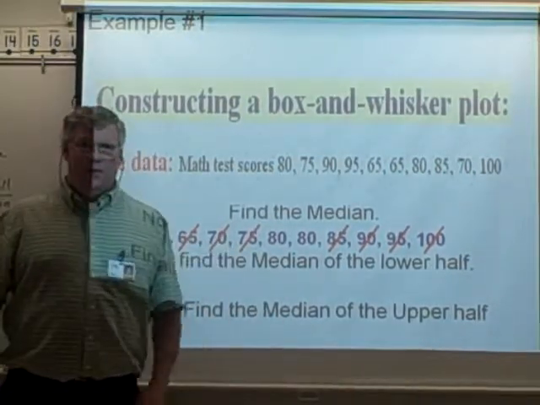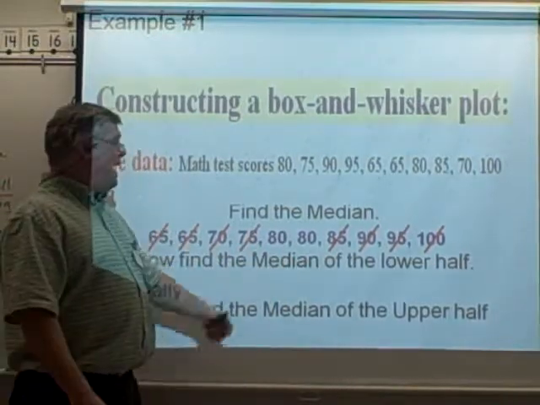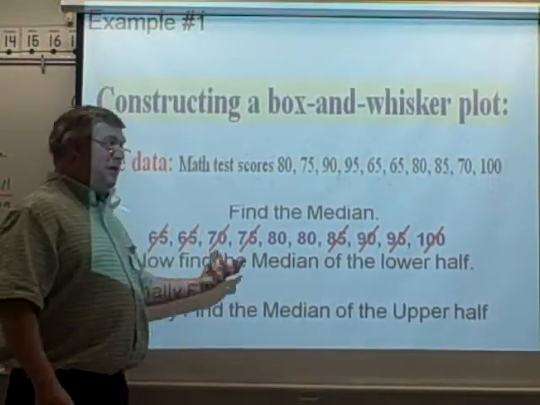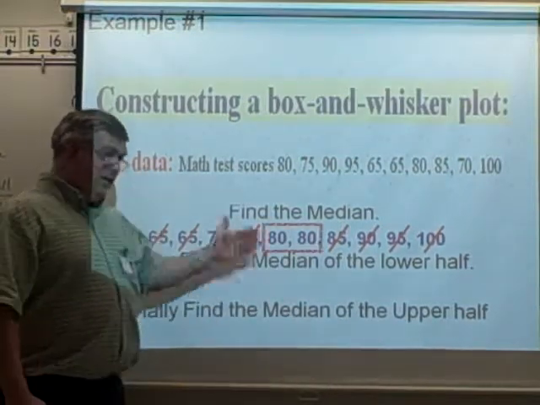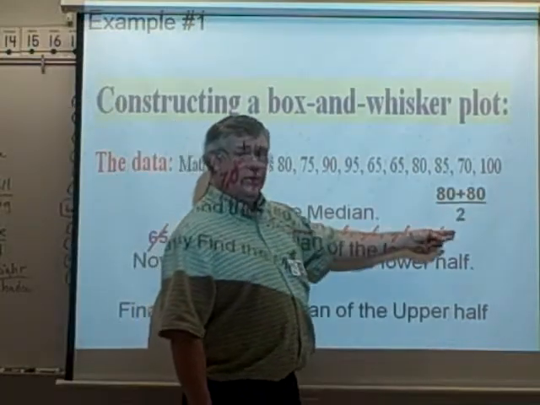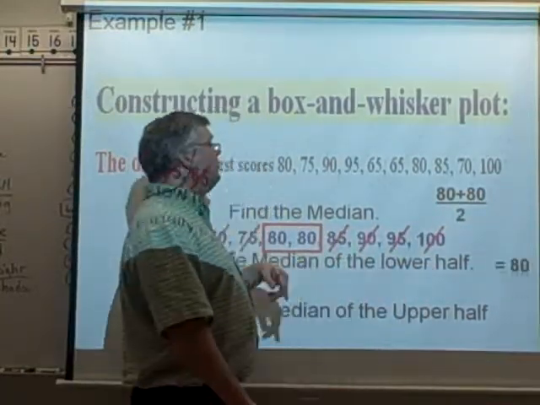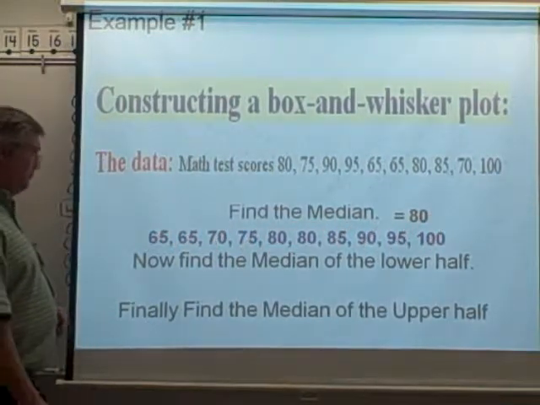Anytime you have an even number of numbers in a data set, you're going to end up with 2 numbers in the middle. When that happens, you need to find the average. Well, now, the average of 80 and 80 is going to be 80. Well, if you didn't know that, you would take those 2 numbers, add them together, divide by 2. That's finding the average. So we do that and we get an answer of 80. So the median is 80.